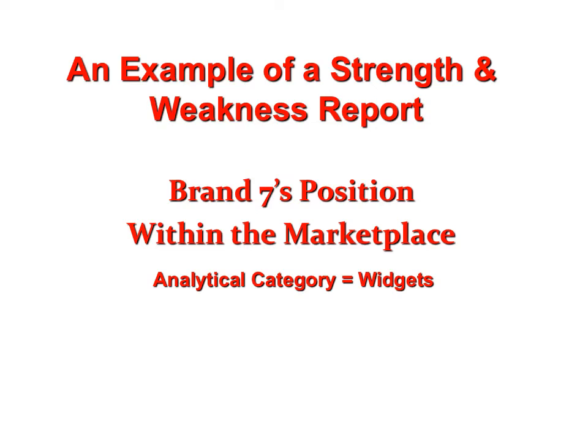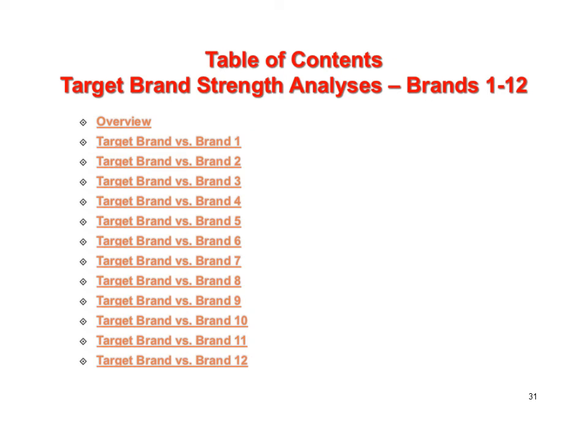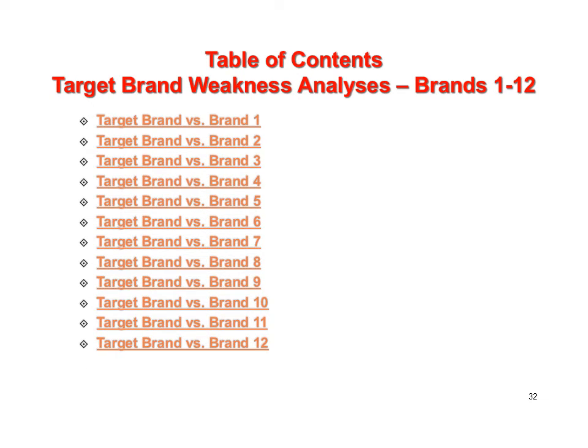Now let's take a look at the fourth report produced by the Consumer Insights and Charting program, which is a strength and weakness report. In a strength and weakness report, the target's top 10 strengths and the target's top 10 weaknesses are shown versus each competing brand in the analysis.